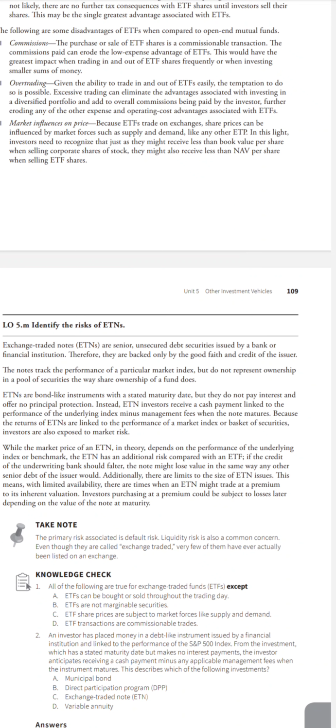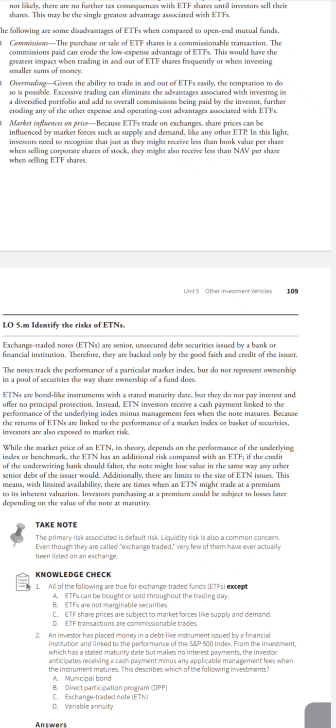While the market price of an ETN, in theory, depends on the performance of the underlying index or benchmark, the ETN has an additional risk compared with an ETF. If the credit of the underwriting bank should falter, the note might lose value in the same way any other senior debt of the issuer would.